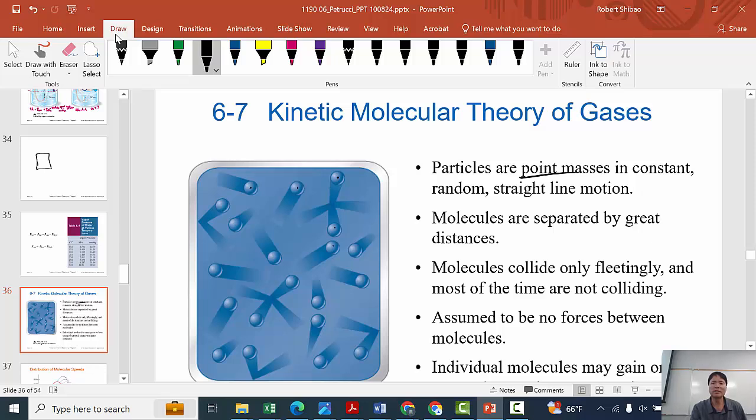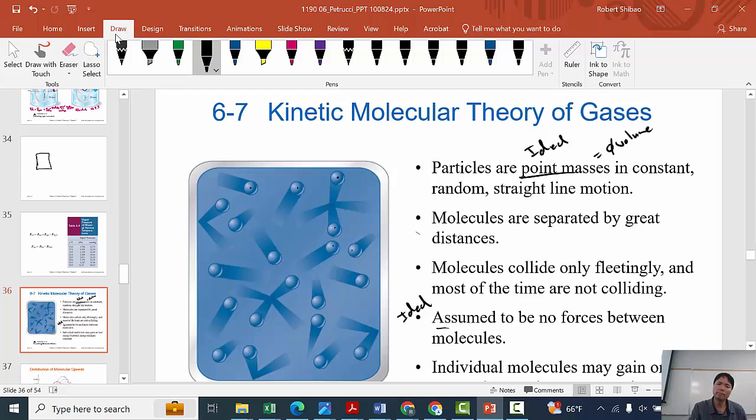Molecules are separated by great distances. Well, these aren't molecules here. These are atoms here. But we could have molecules too. Molecules would be the same thing. They collapse into a point mass. They collide only fleetingly, and most of the time they are not colliding. Most of the time they're going through space. This is ideal. And so this is ideal here. Point masses equals 0 volume.